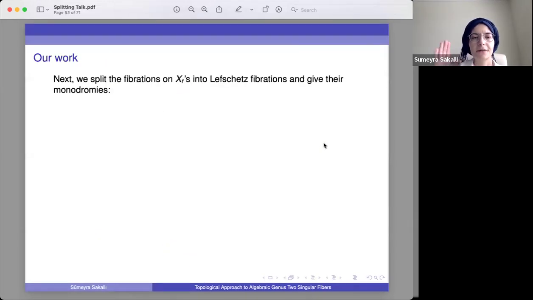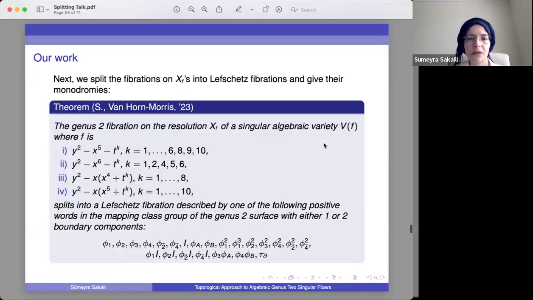And then, after constructing those central fibers, next we split these fibrations on the resolution spaces into Lefschetz fibrations. And we also give their monodromies. This is our second result. So the setup is as before. And for each of these, we know what the central fiber is, what kind of configuration we have. And for that configuration, we figure out its corresponding monodromy factorization.